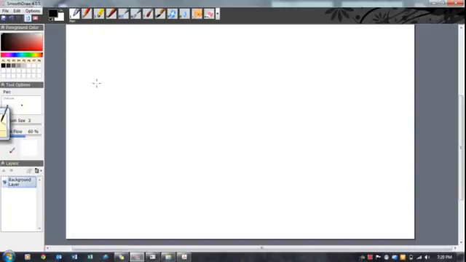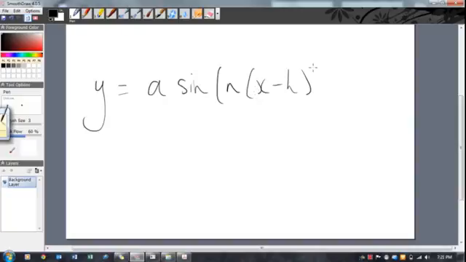Let's just have a look at, I'll do this nice and big. I'll just do it with sine, because it's basically the same for both. So y equals a sine n(x minus h) plus k. Okay, and it's really good to know what each of these things do. So the value of a. What does a do to the graph?